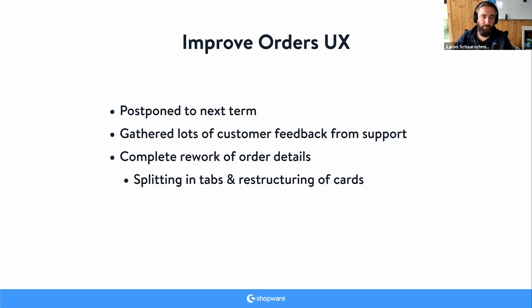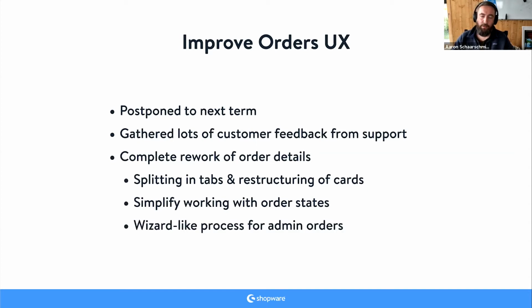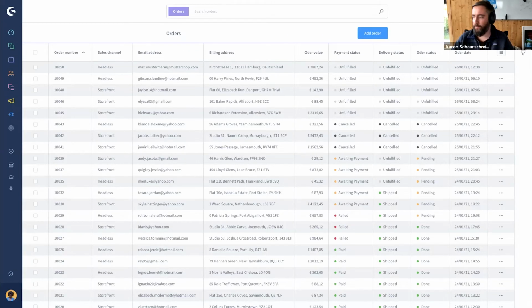Main areas here are splitting into tabs. Until now, we only have one page in the orders, but this will be split into tabs, and we are also reworking and restructuring the cards in the tabs. We will simplify working with the orders and with the order states, and you will have a wizard-like process when setting up an order in the admin. Let's take a look at that.